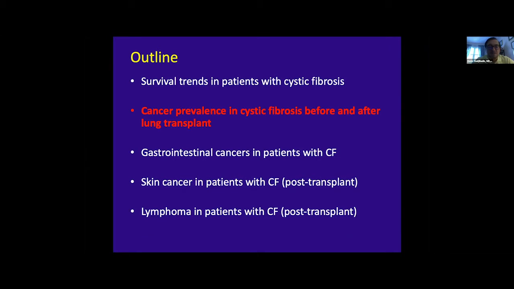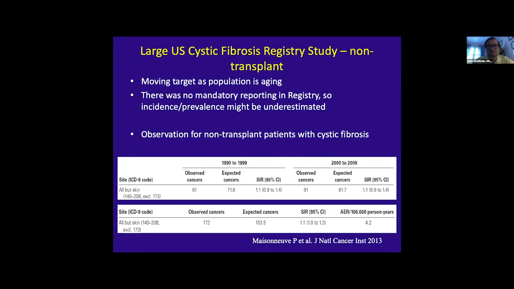So this is an outline of why cancer might become an important disease that we need to deal with in cystic fibrosis in the future. The next part, I'm going to go over the prevalence of cancer in cystic fibrosis before and after lung transplant. So the first reports of looking at cancer, I'm not going to go over them in detail here. They were back from the 1980s when there started being some case series of patients that were having GI cancers at a very young age.